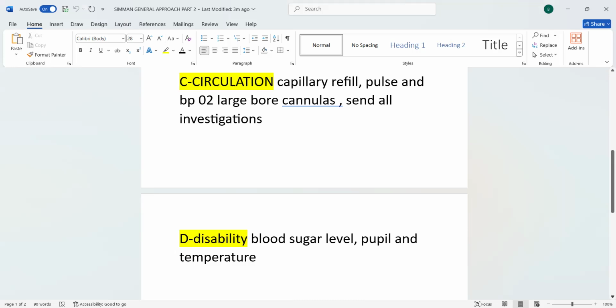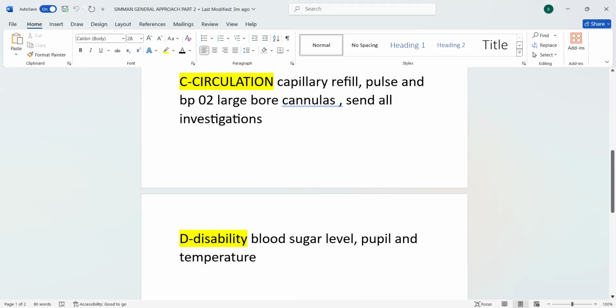Okay, so come to disability. In disability, what you will actually check is the blood sugar level. You will find the glucometer in the drawer. You will have to take it from the drawer, and then you will have to place it on the finger of the patient. Okay, and then you will have to check his pupils, reactive pupil or not.